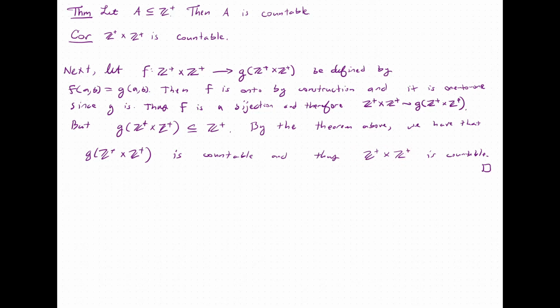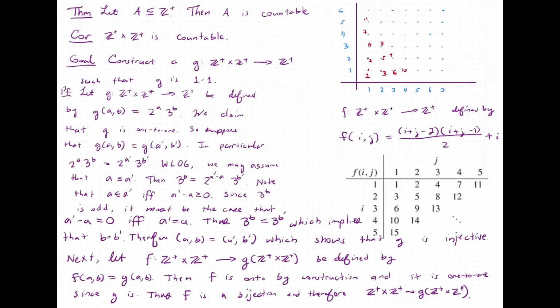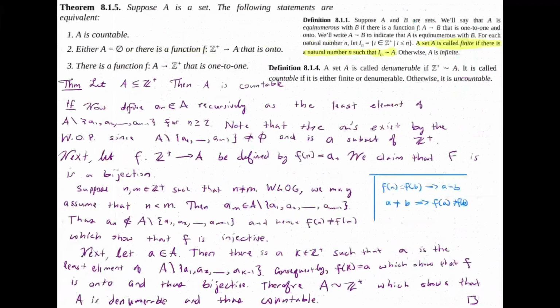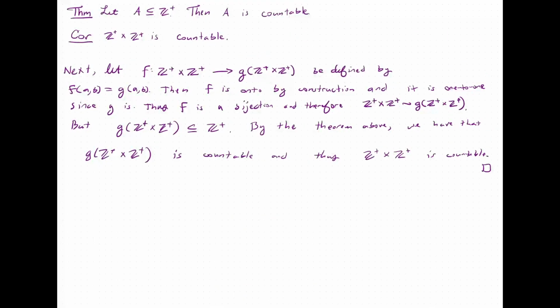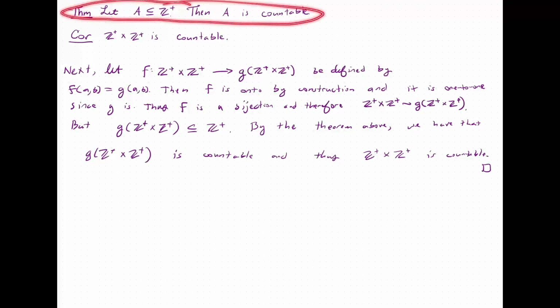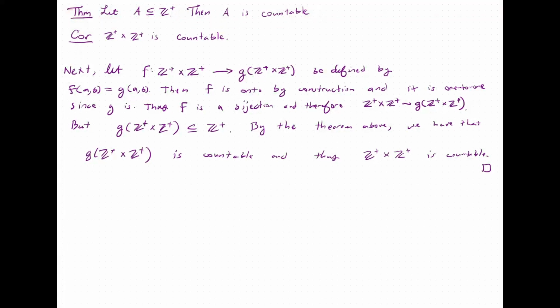Now, I've gone ahead and isolated this theorem, but notice that in reality, this is the statement for the theorem that we proved. From 3 implies 1. Because what this 3 is telling us is that if we have a function from a set A to the positive integers that is 1 to 1, then A is countable. And that's exactly what we have here. We didn't have to refer to this theorem about subsets. We could have just referred to the previous theorem and concluded it.